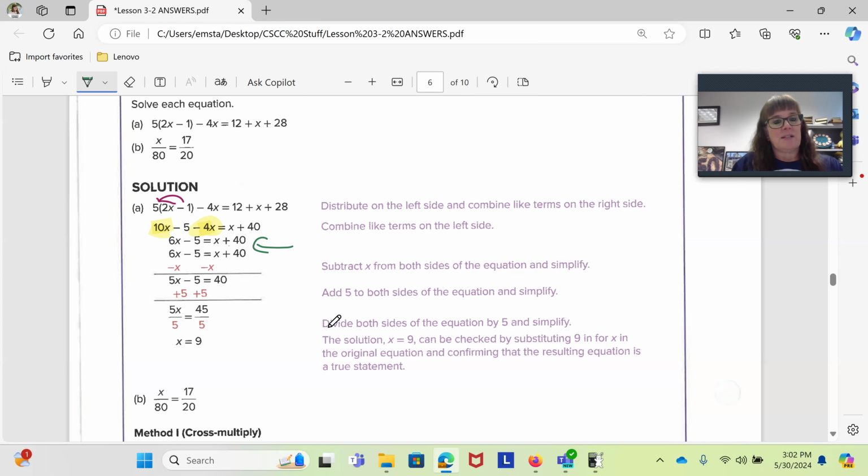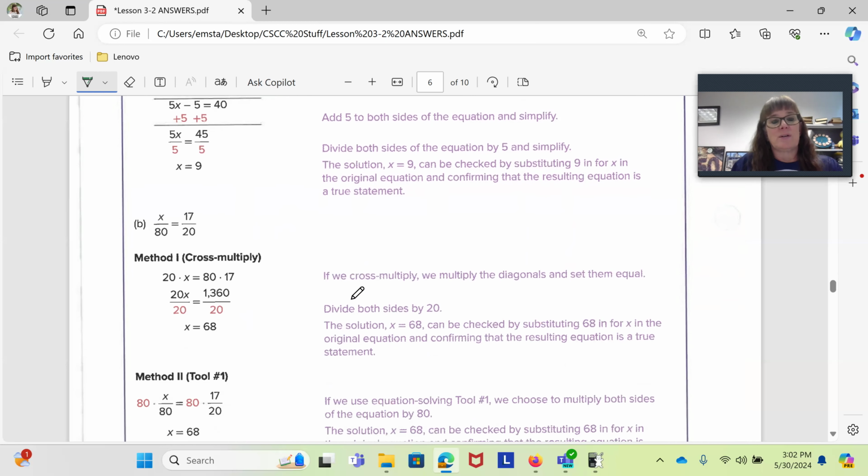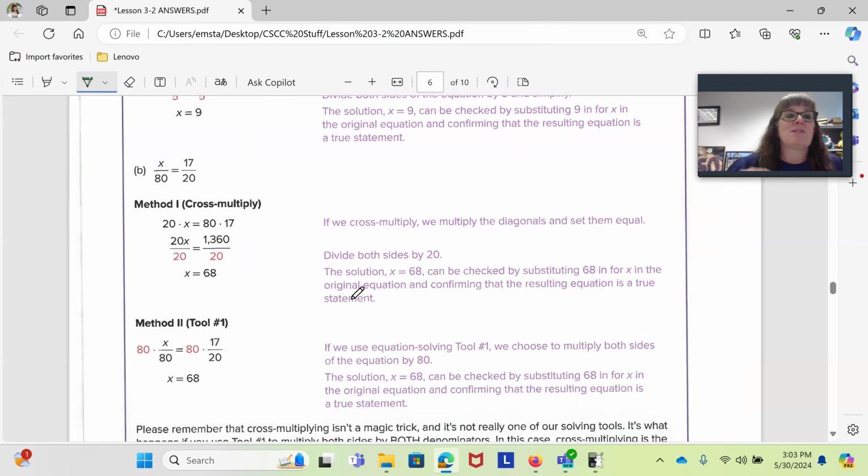You'll notice in B, you could cross multiply or you could do it like equations. I like the cross multiplying method. Again, go back to your butterfly wings. 20x equals the 1,360 and then just divide by 20. Or you could do it as x divided by 80. The opposite of dividing is multiplying, so you could do it that way as well.